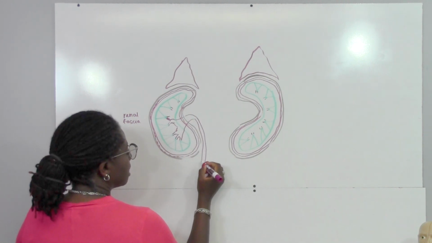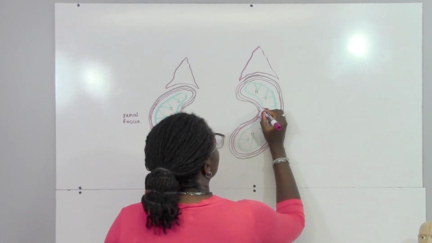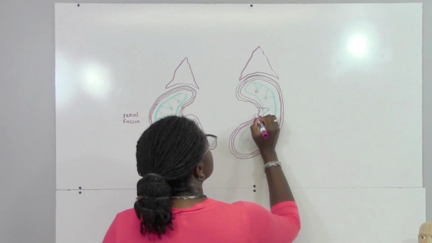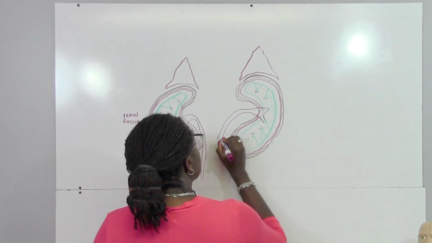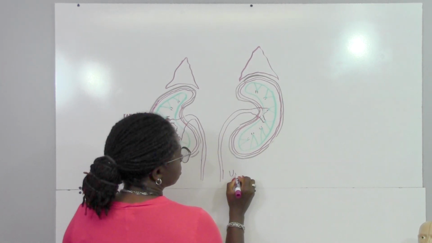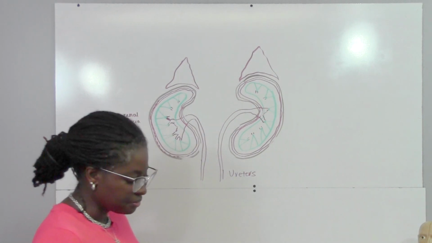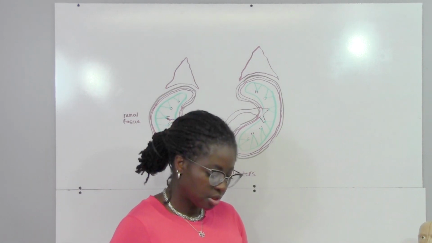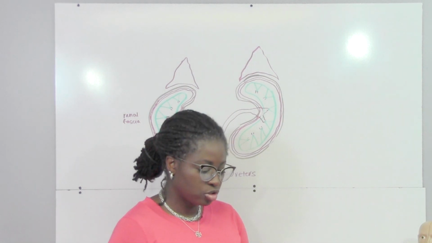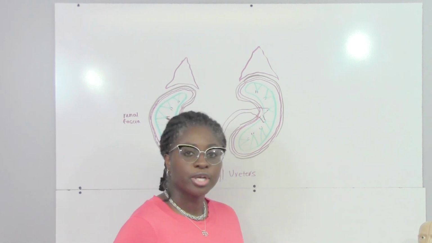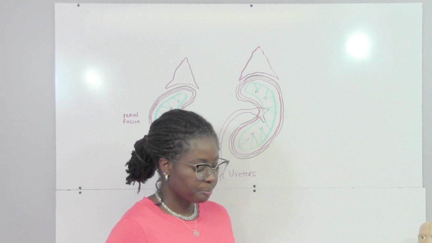From the renal pelvis, there's going to be a tube that leaves the kidney. These tubes, from the minor calyces, major calyces, renal pelvis, we have this tube from each kidney. These are called the ureters, and their jobs are to transport urine to the urinary bladder. And so urine is going to be initiated there at the papillae, travel through the minor calyces, then the major calyces, the renal pelvis, and then the ureter.